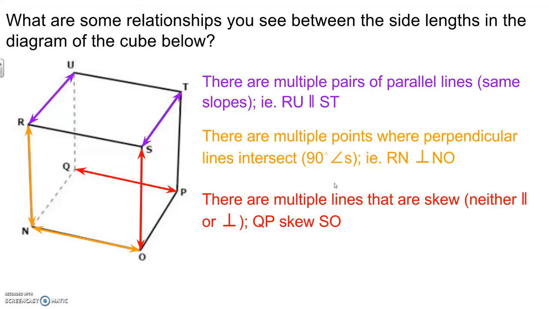Another relationship that you might have noticed is that there are multiple lines that are skew. So they're neither parallel or perpendicular. So we could say here QP is skew with SO.